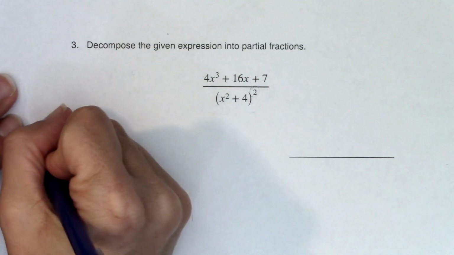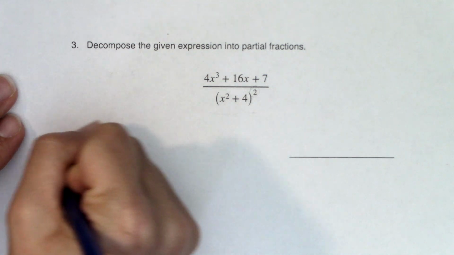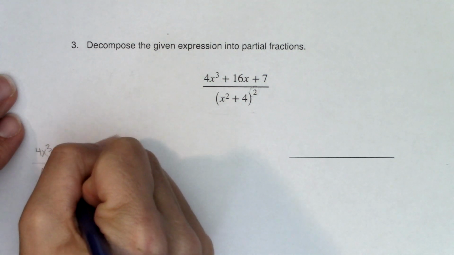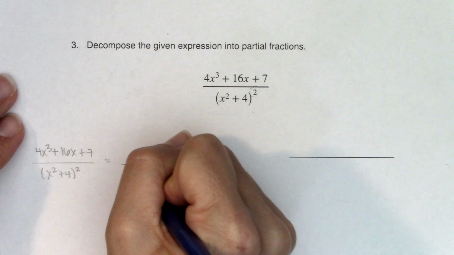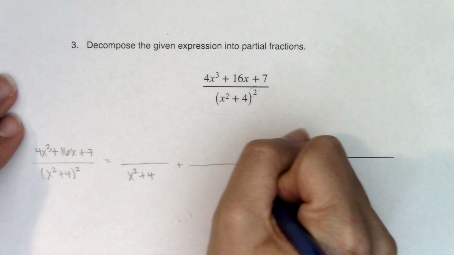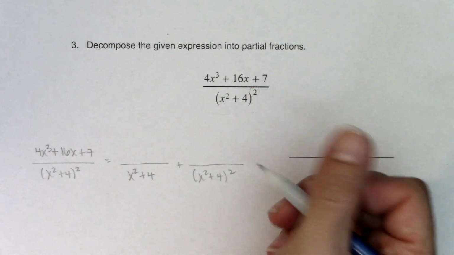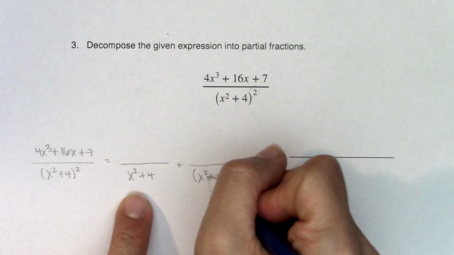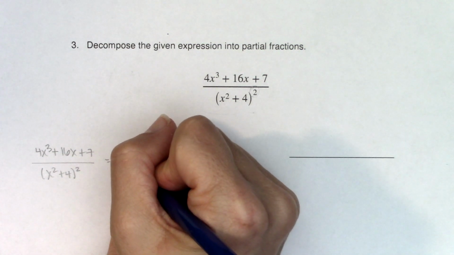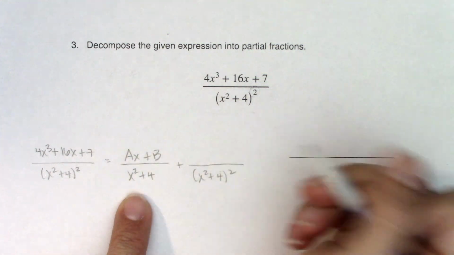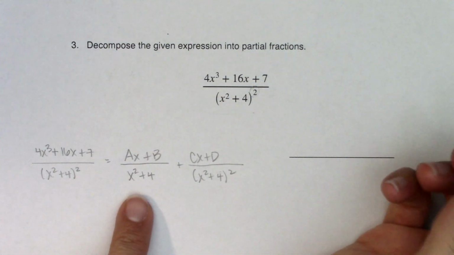So let's set up our original rational expression, 4x cubed plus 16x plus 7 over this irreducible quadratic factor that is repeated. I'm going to have one fraction where the denominator is x squared plus 4, and then another fraction where the denominator is x squared plus 4 squared. I'm going to represent each power of that irreducible quadratic factor. And because I have a quadratic factor on the denominator, I'm going to have a linear factor on the numerator. I'm just going to change up the letters: ax plus b here, cx plus d here.